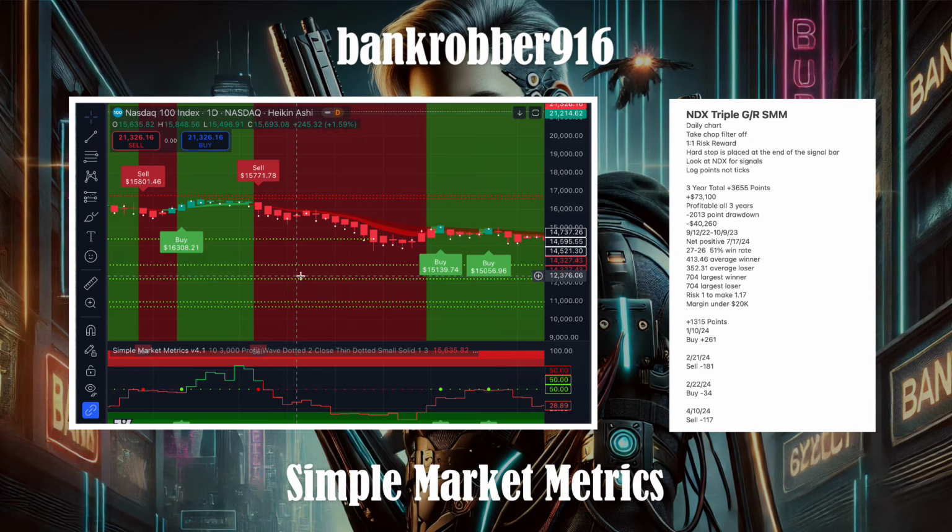That's incorporated if you turn the chop filter on. So this is without the chop filter. This is version 2 of the other one that we were doing.